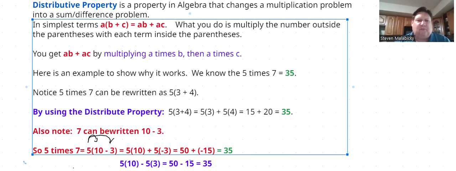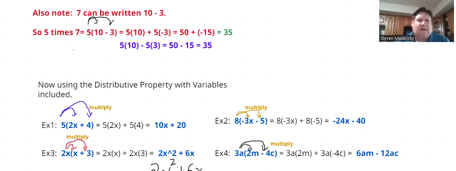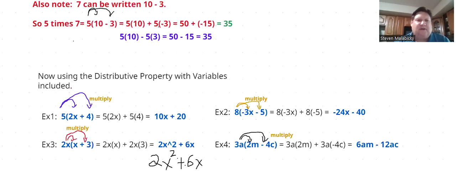Now, add variables with it, so it makes it a little bit more challenging, but nothing that we can't handle here. Example 1: 5 times (2x plus 4). Again, we distribute the 5. So that means 5 times 2x, and then multiply the 5 times 4. So 5 times 2x plus 5 times 4.